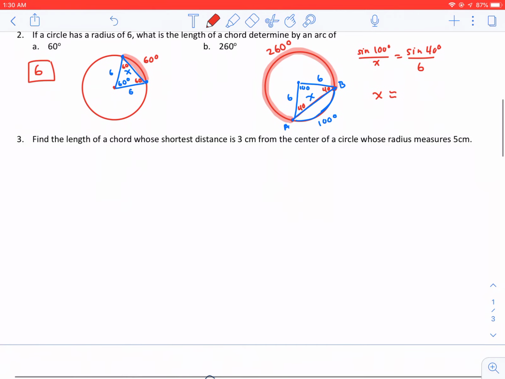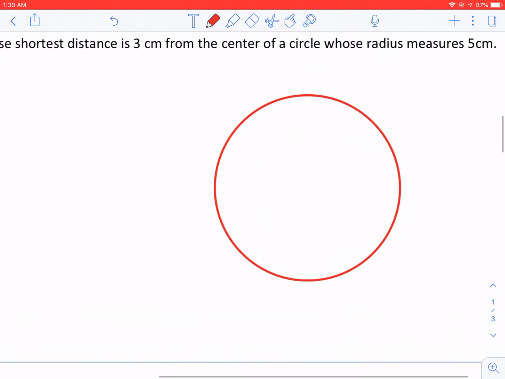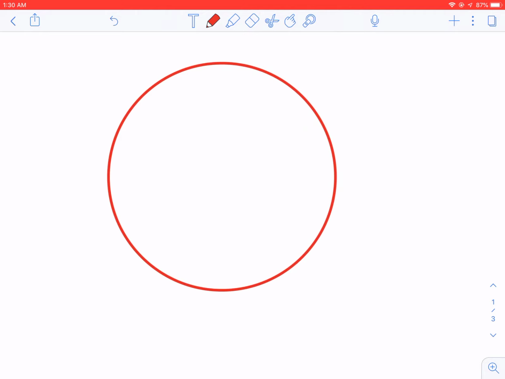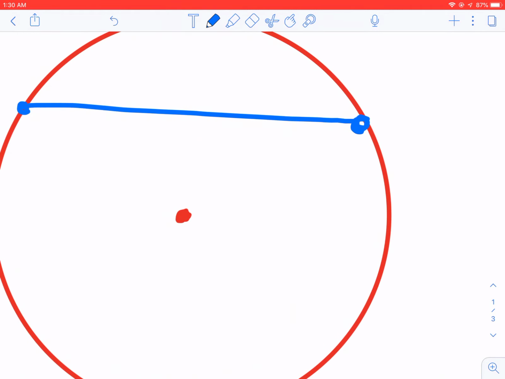Alright, number 3. Find the length of a chord whose shortest distance is 3 centimeters from the center of a circle whose radius measures 5 cm. So here's the center of the circle. We have some chord. I have no idea where to draw it, but I'm just going to draw it there. And the shortest distance from the chord to the center is 3 cm.